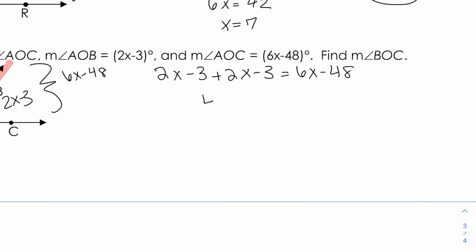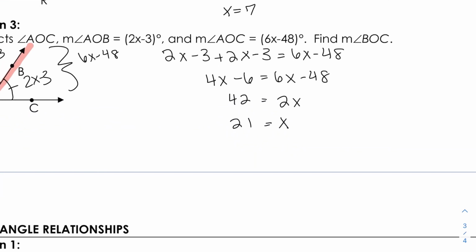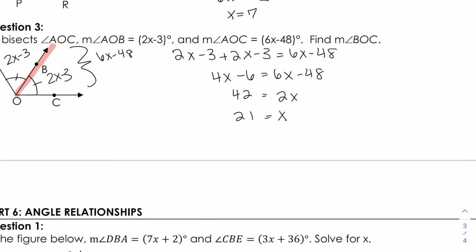Then combine like terms, so I get 4x minus 6 is equal to 6x minus 48. So I get 2x is equal to 42. So x is going to equal 21. And again, it wants me to plug it back in. I want to find BOC, so that's equal to 2x minus 3. I'm going to do 2 times 21 minus 3, and I get 39.